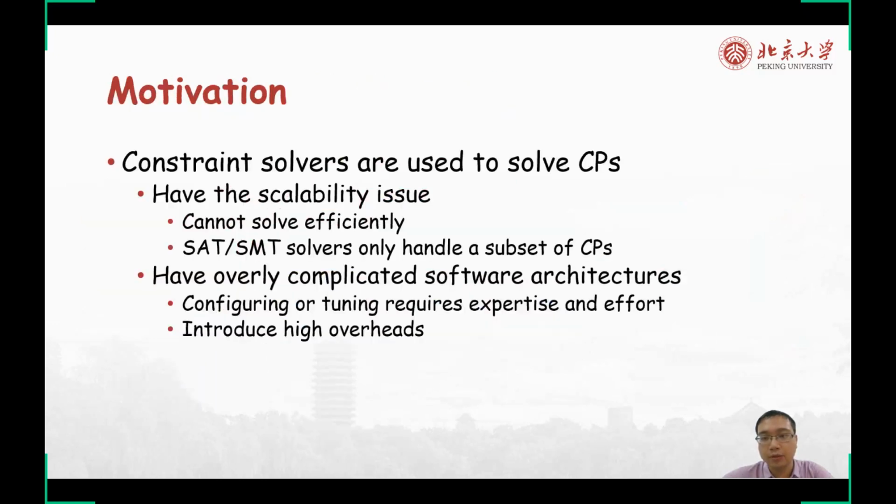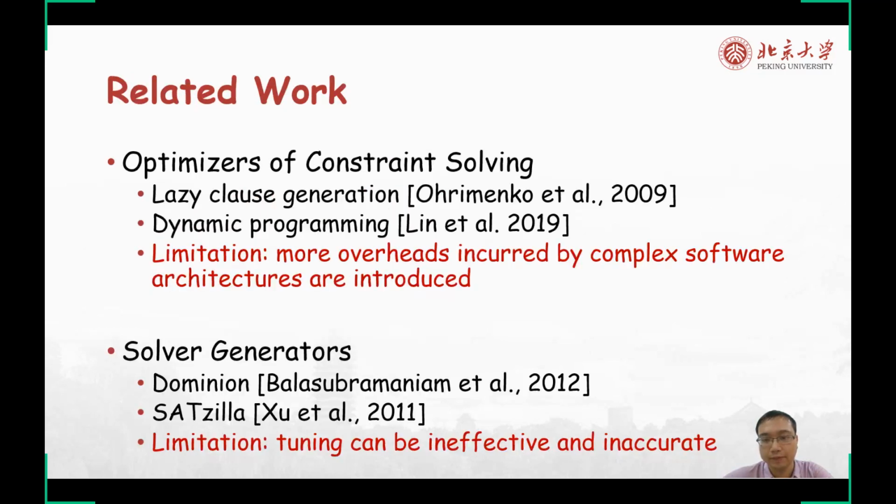People usually use constraint solvers to automatically solve CPs. A major limitation of existing solvers is a scalability issue. Additionally, the state-of-the-art constraint solvers have overly complex architectures. Therefore, configuring or tuning requires a great deal of expertise and demands lots of fine-tuning effort.